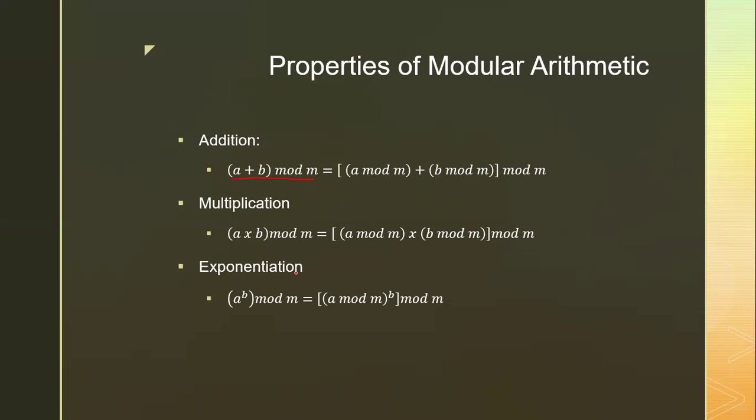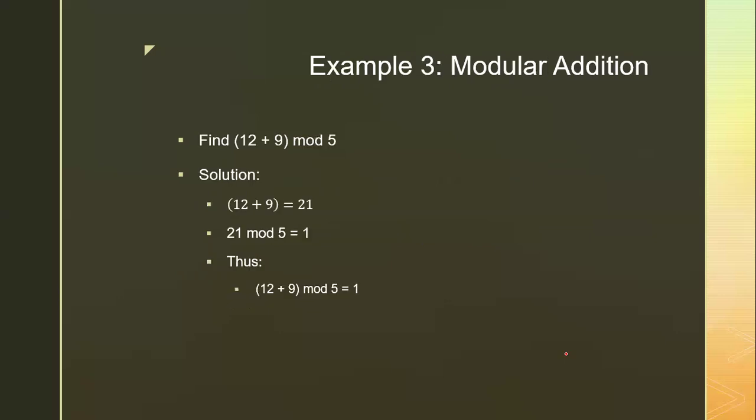Then for exponentiation, we've got a to the power b mod m, which is the same as (a mod m) to the power b, mod m. These are going to be very important later on in what we're going to be doing next. This is also important for RSA cryptography and encryption. So yeah, that's going to be something.